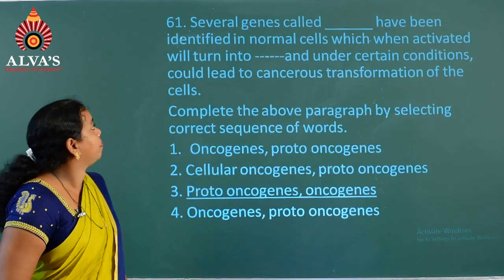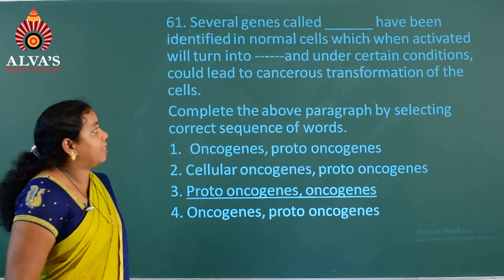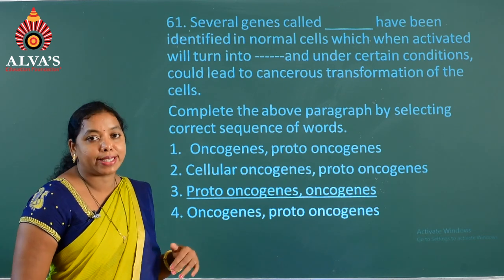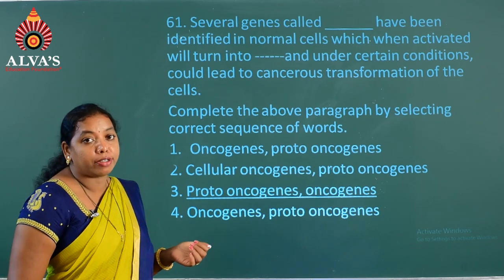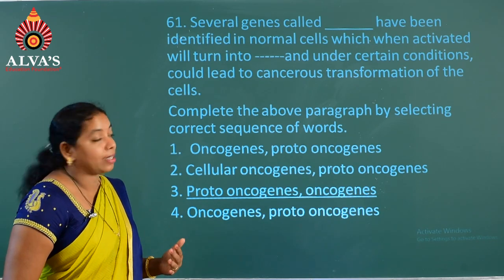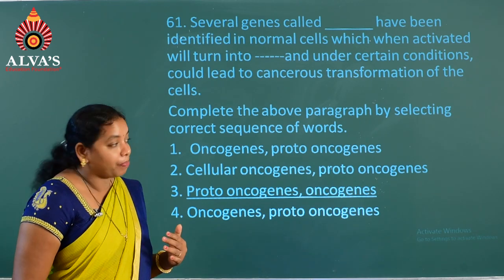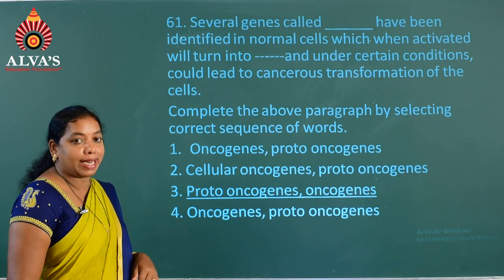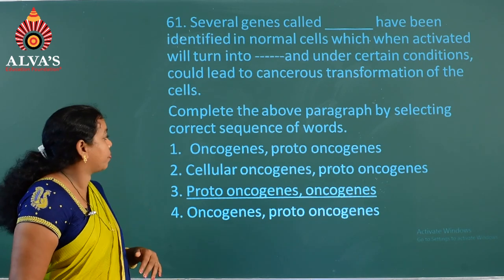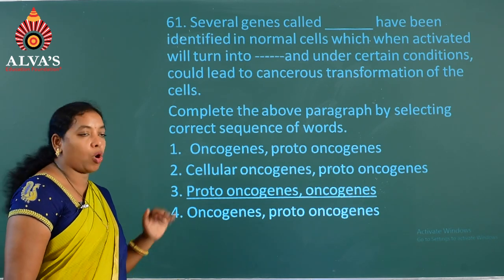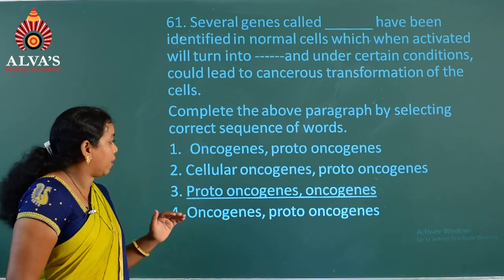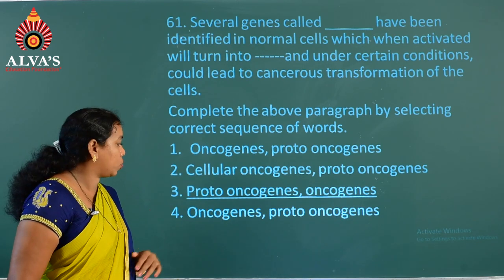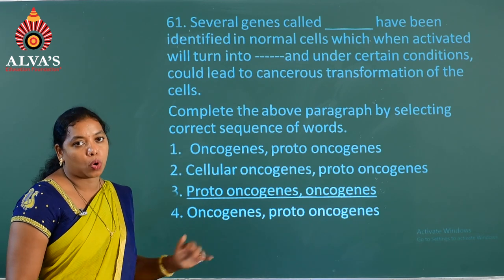Moving on to the next question, question number 61. Several genes called dash have been identified in normal cells, which when activated will turn into dash and under certain conditions could lead to cancerous transformation of the cells. Complete the above paragraph by selecting the correct sequence of words. The options are: first, oncogenes, proto-oncogenes. Second, cellular oncogenes, proto-oncogenes. Third, proto-oncogenes and oncogenes. Fourth, oncogenes and proto-oncogenes.